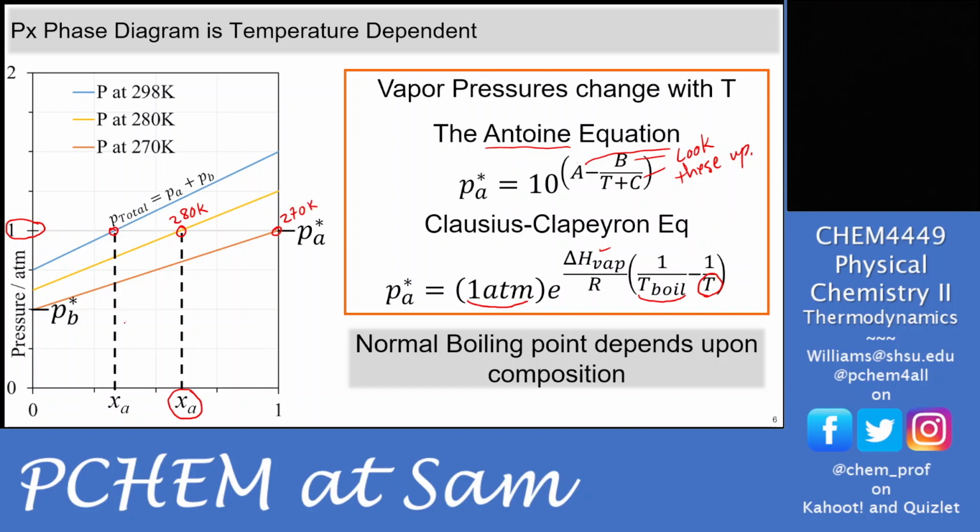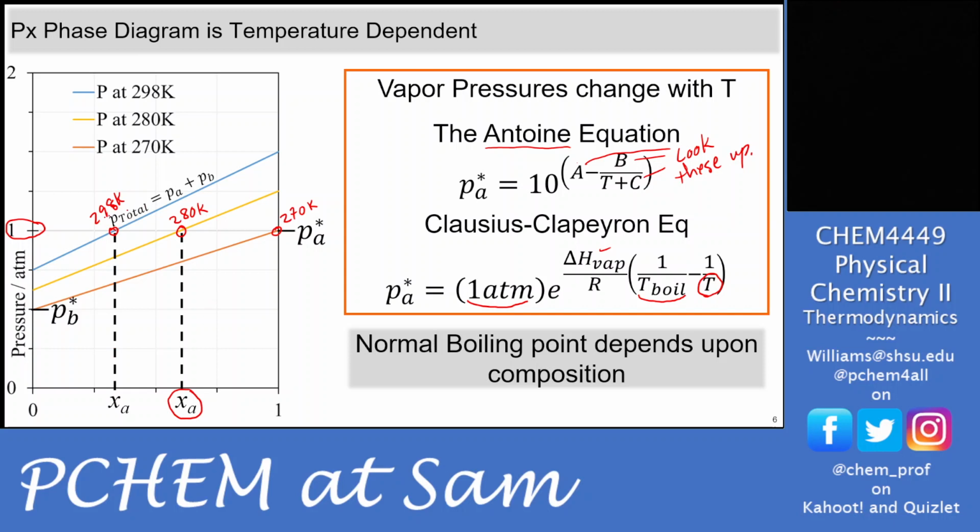And then if we mix in more B, since B is not very volatile, it's going to raise the boiling point even more. And so here at 298 Kelvin, that mixture where it's about, let's see, looks like 30%, maybe 33% A and 67% B boils at 298.